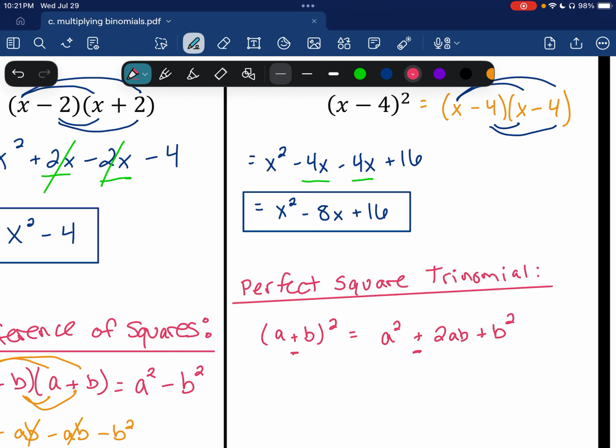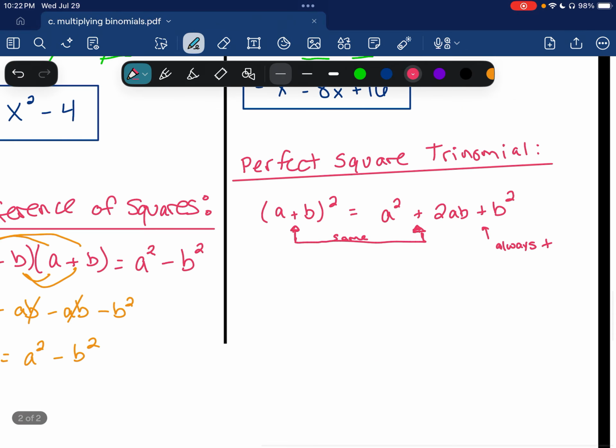Now, if it's negative, it's a minus b. That would look like a squared minus 2ab. Again, always the same sign here. Those are your two bonus nuggets in here of the special multiplication pattern and multiplying binomials.